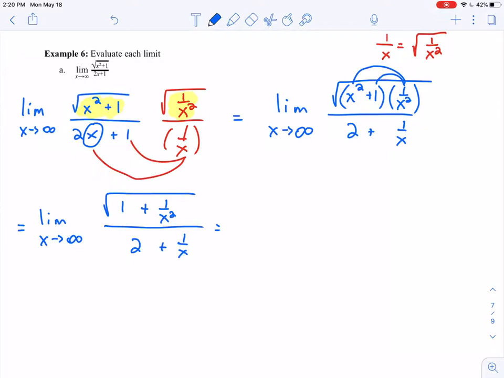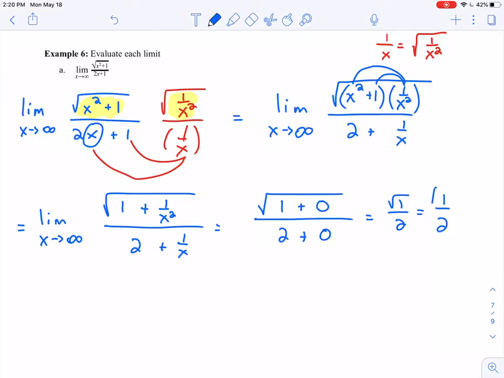Everything either goes to a constant or 0. So 1 is a constant. That's just going to approach 1. 1 over x squared here, x is approaching positive infinity, so 1 over x squared must approach 0. In my denominator, 2, well, that's a constant, so it stays at 2, plus 1 over x. I know that that will approach 0, so I have radical 1 over 2, which will approach 1/2 here.